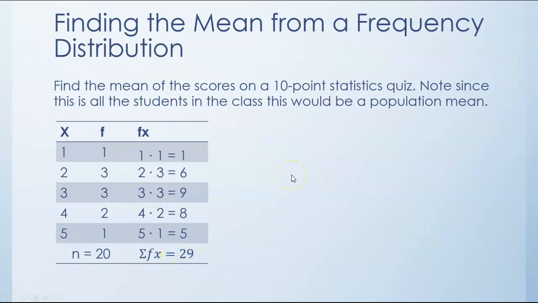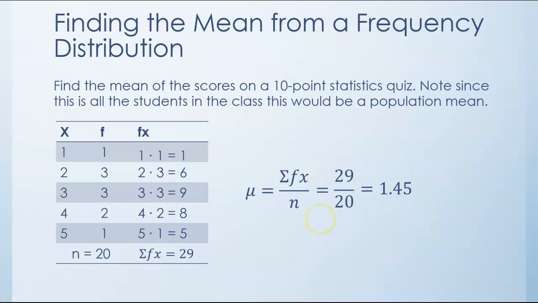So now when we find the frequency, and notice this time I am using a population, so I've got a mu here instead of an m, because this is all of the students in this particular class, which would be a population. So we're going to take the summation, that 29 that we just found from multiplying the x times the f and then adding that column up. That's our 29, and we're going to divide it by the number of students in the class, which was 20. So we've got 29 divided by 20, which would give us a 1.45.